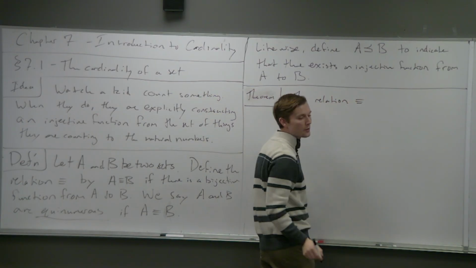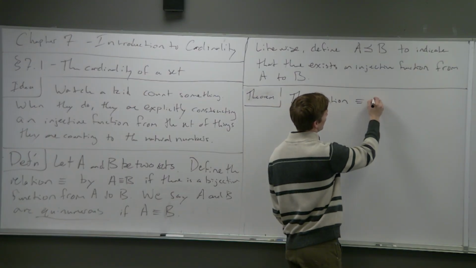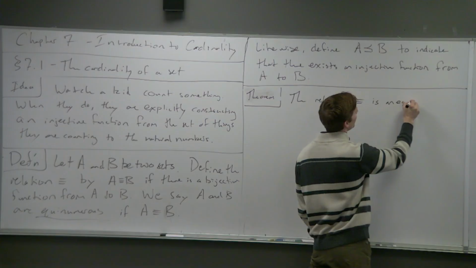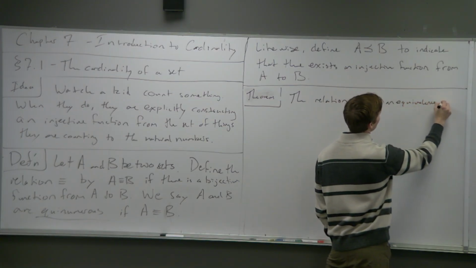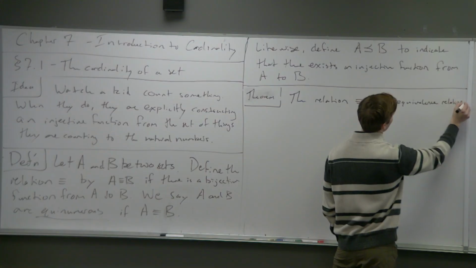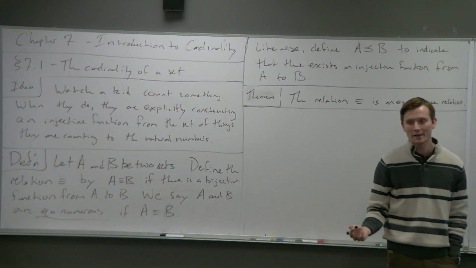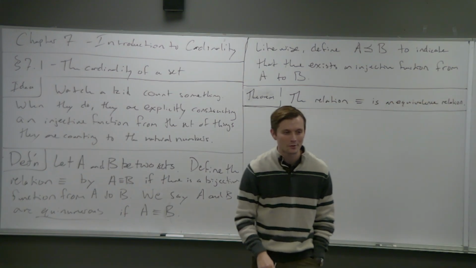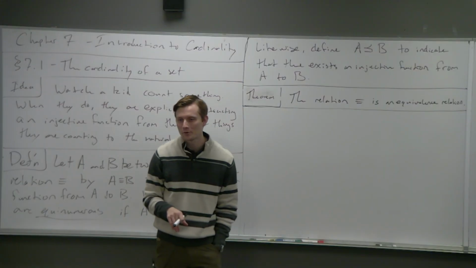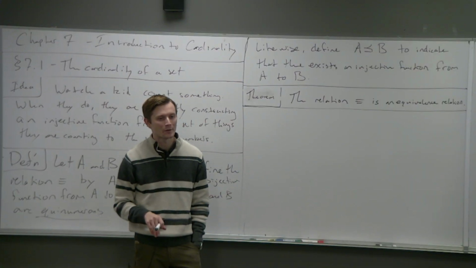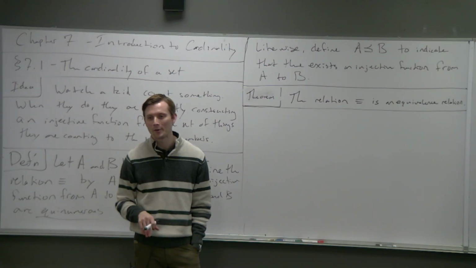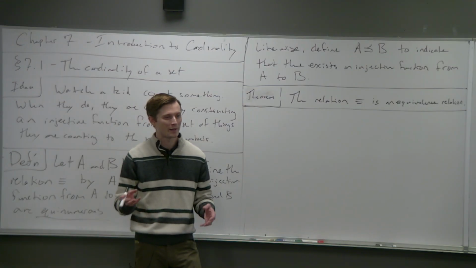This triple equals relation is an equivalence relation. That's our first claim. It looks like an equal sign because it acts like an equal sign. Let's show this is true, and get used to dealing with this notion of being equinumerous, being able to put things in bijection.